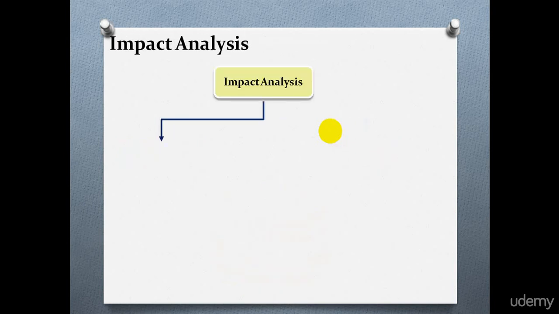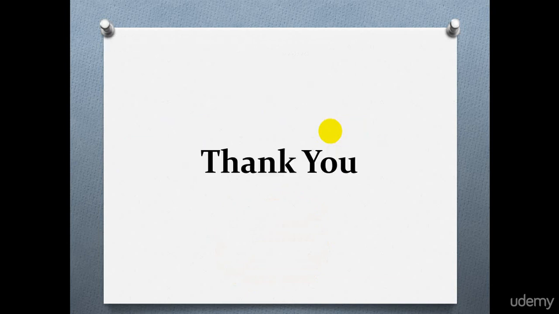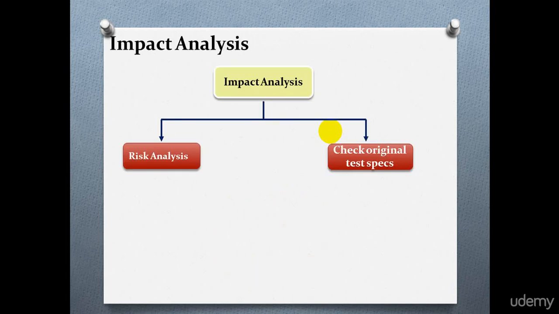So let's continue with this impact analysis. Impact analysis involves two processes: risk analysis and checking the application's original test specifications. The reason for risk analysis is to establish which areas of the application have the greatest risk, that means which areas are impacted more. When we do not have time to perform all the regression tests, we can perform risk analysis to determine which areas to focus on during regression testing.